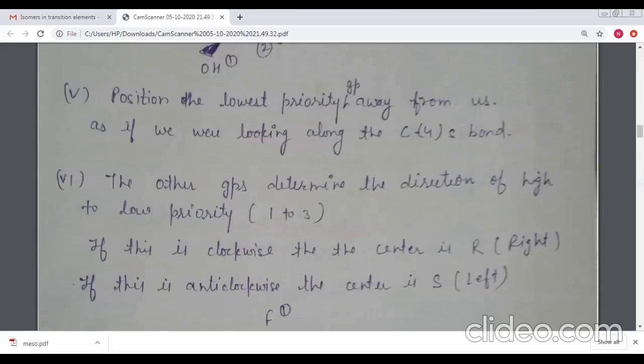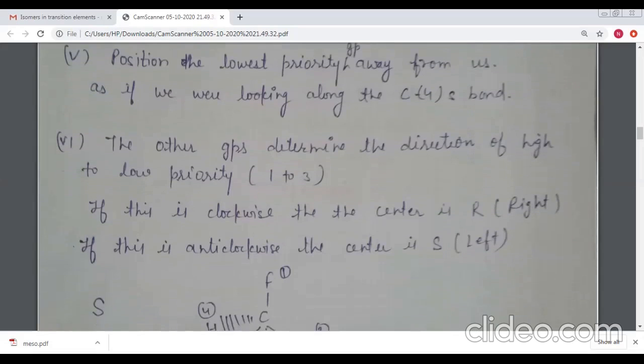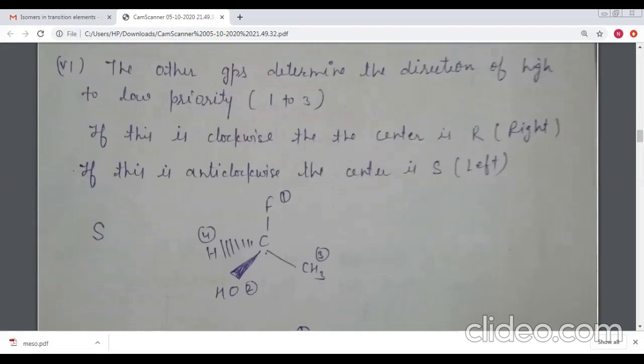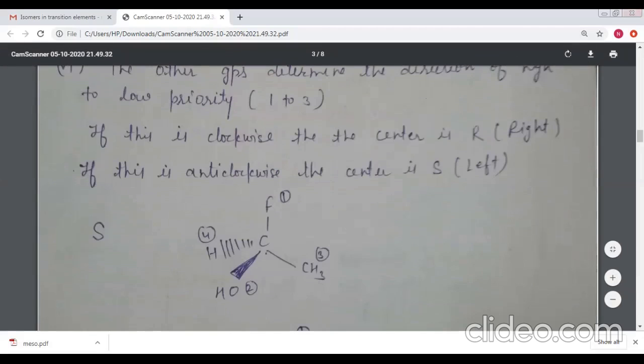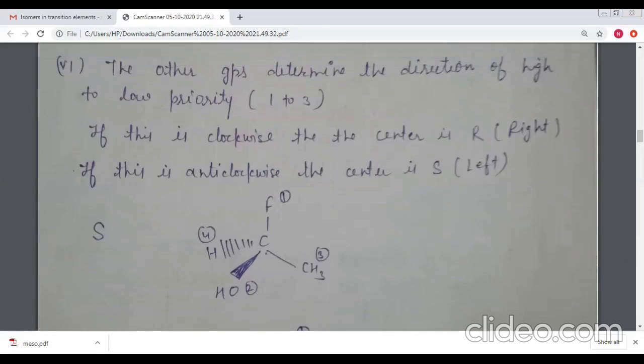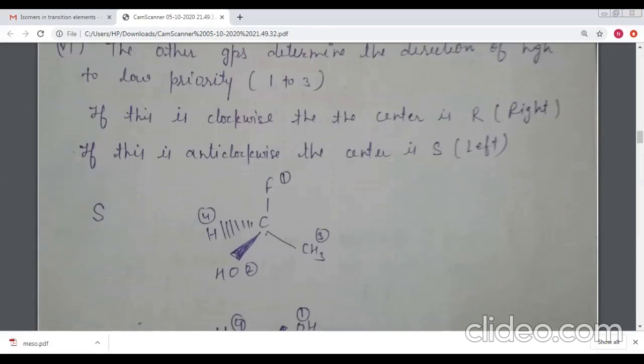Then the position of the lowest priority group, listen carefully, the lowest priority group is away from us, as if we were looking along the C-to-lowest-priority bond. Now, the other groups determine the direction of high to low priority. It is 1, 2, 3. So, if this is clockwise, the center is R, which means right side. And if this is anti-clockwise, the center is S, which is left.